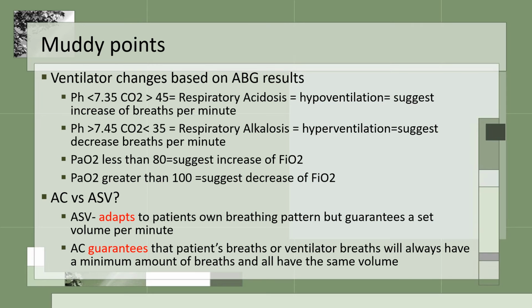Really quick, hopefully you just have to memorize that page in the notes about the different ventilator settings. They are confusing. Try to highlight the same things and highlight the differences and try to memorize it that way. But the big difference between AC and ASV: ASV adapts, that's in the name, right? It adapts to the patient's own breathing pattern, but it guarantees a set volume per minute. And AC is control. It controls those breaths, and the patient will always have a minimum number of breaths and all have the same volume. So just kind of remember the title of it. ASV adapts and AC controls. That's the big difference there.